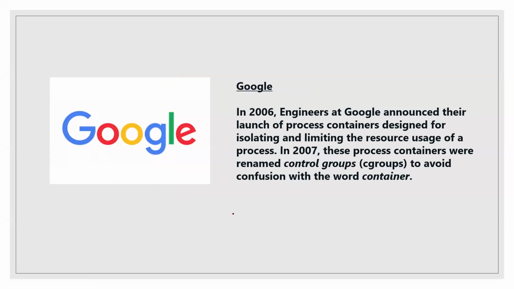In 2006, engineers at Google announced the launch of process containers, designed for isolating and limiting the resource usage of a process. In 2007, these process containers were renamed control groups, known as cgroups, to avoid confusion with the word container. So instead of confusing it with container groups, it's not like that. It's control group. That's why they introduced this phrase.